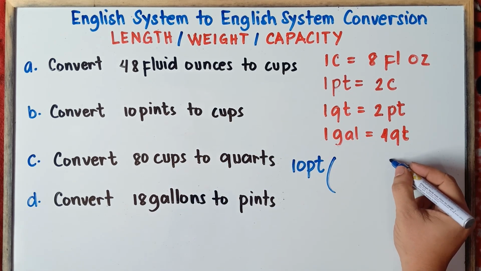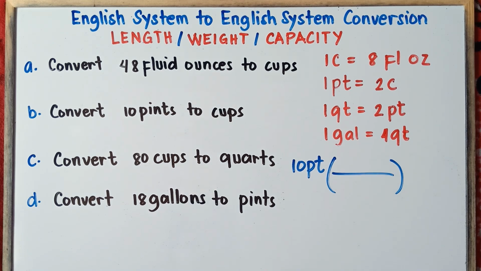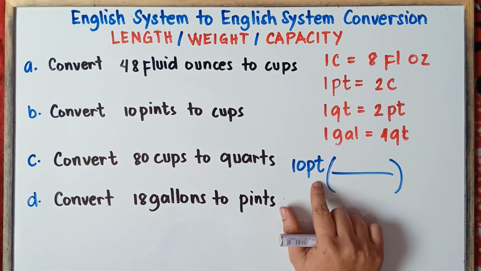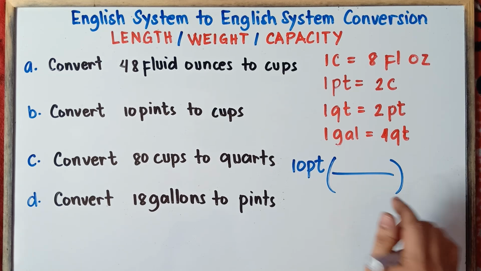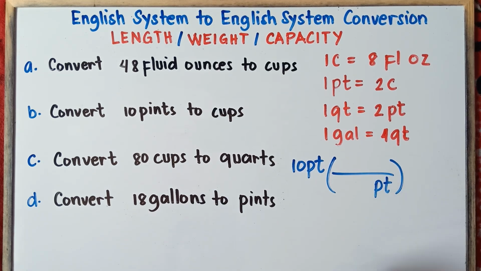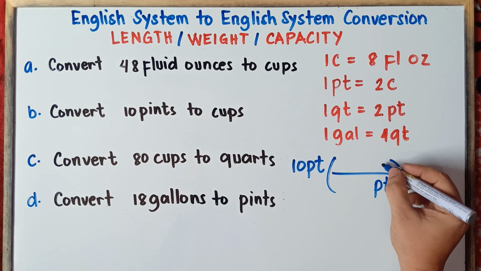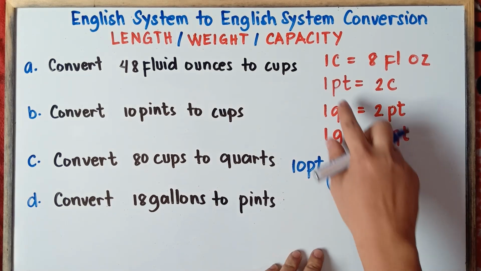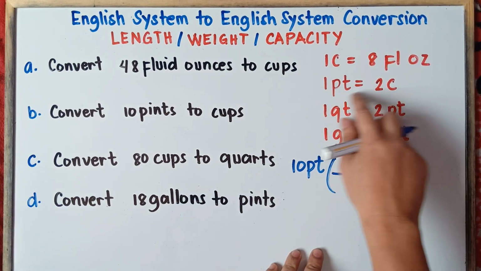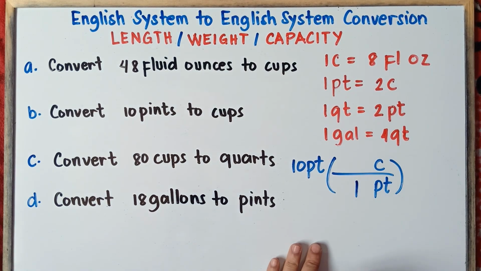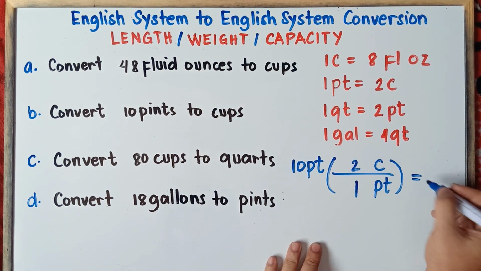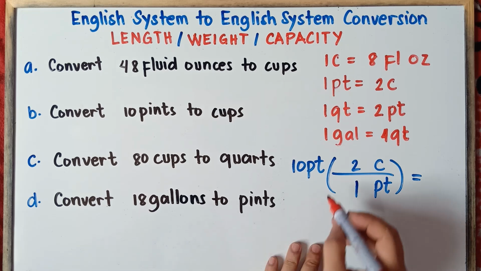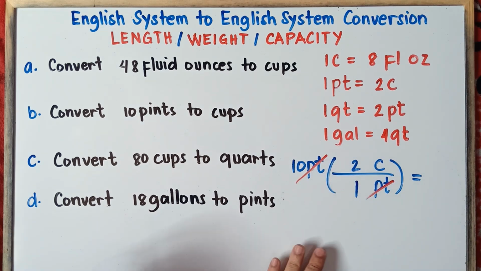And then you put parentheses. You put a fractional bar. If this is pints for our given, the unit on the denominator must also be pints so that we can cancel out the units. And then we convert that into cups. Alright, and the equivalent, 1 pint is equal to 2 cups. And then we can cancel out the units. And we can put over 1 from our given.